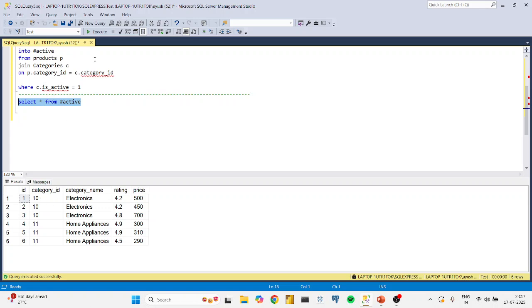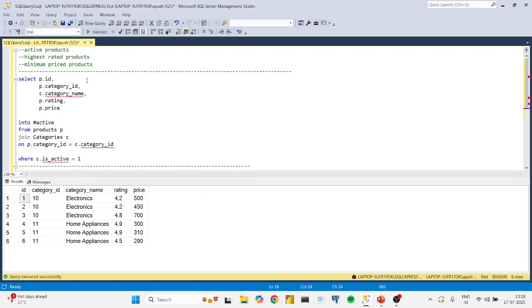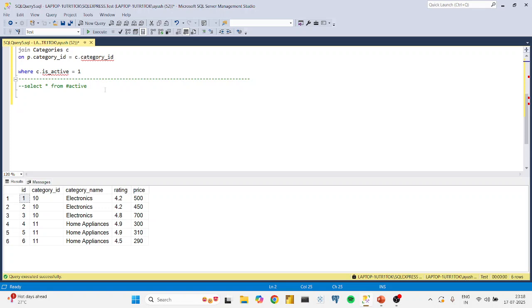Okay, so now we have combined the product table and the categories table into one, and we have only the active products. We don't see here the category ID of 12, the books category, because it was not active. So we have broken down the first problem and this is done. Now among those active products, we need the product with the highest rating. So let's create another temporary table with the highest rating.